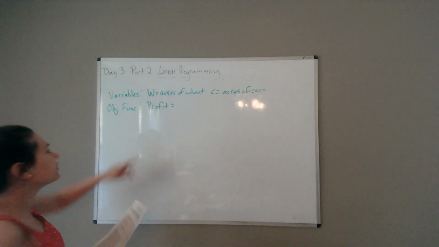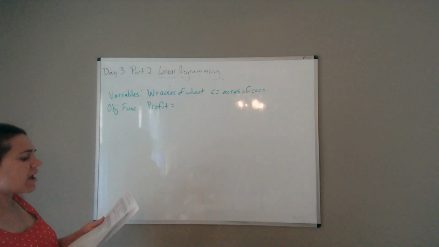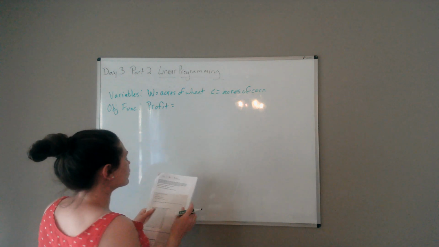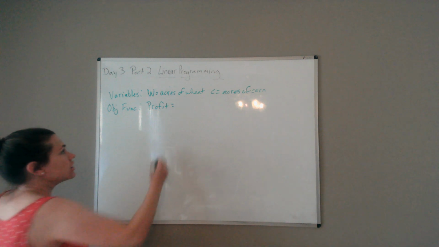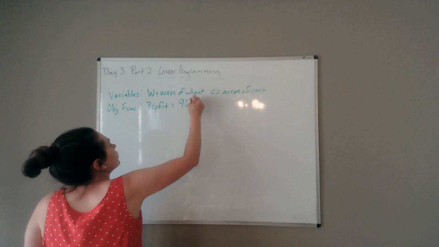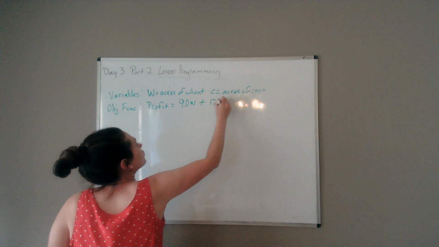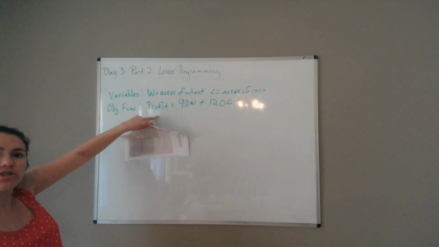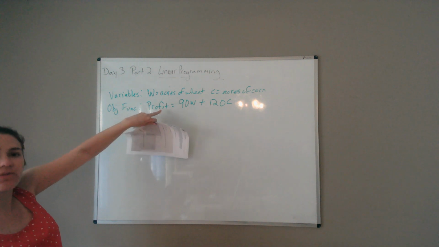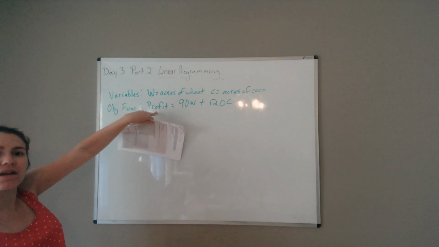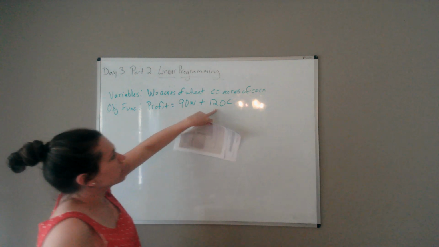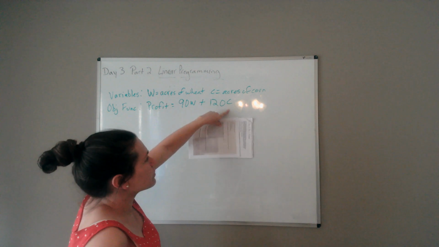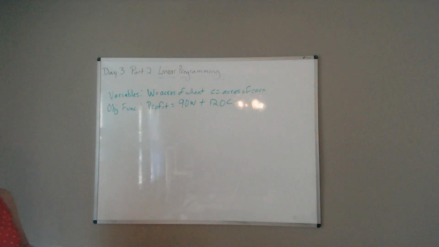And so how are you going to make money? Well, for every acre of wheat, you make $90, and for every acre of corn, you make $120. So that would be 90W plus 120C. That's your objective function. What's your objective? To maximize your profits. You have to write an equation of how you are going to make a profit. 90W plus 120C. For every 1 acre of wheat, you make $90. For every 1 acre of corn, you make $120.